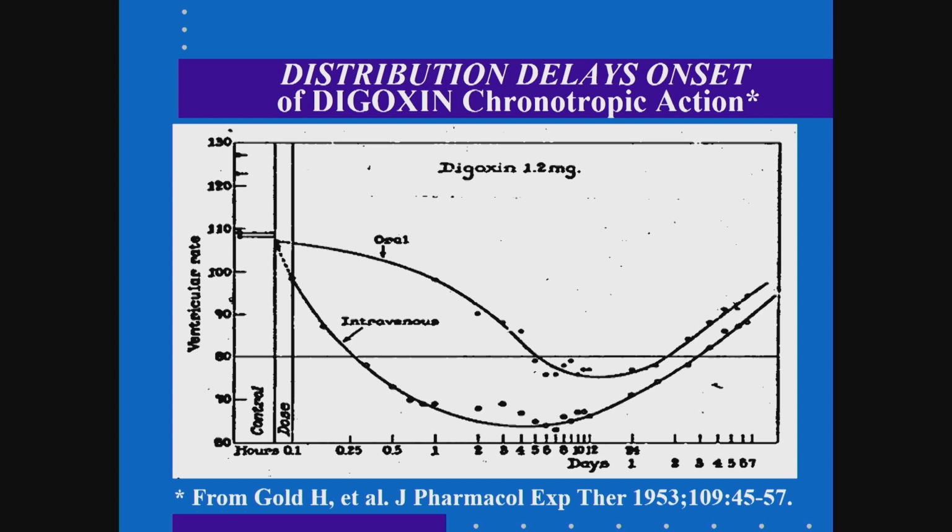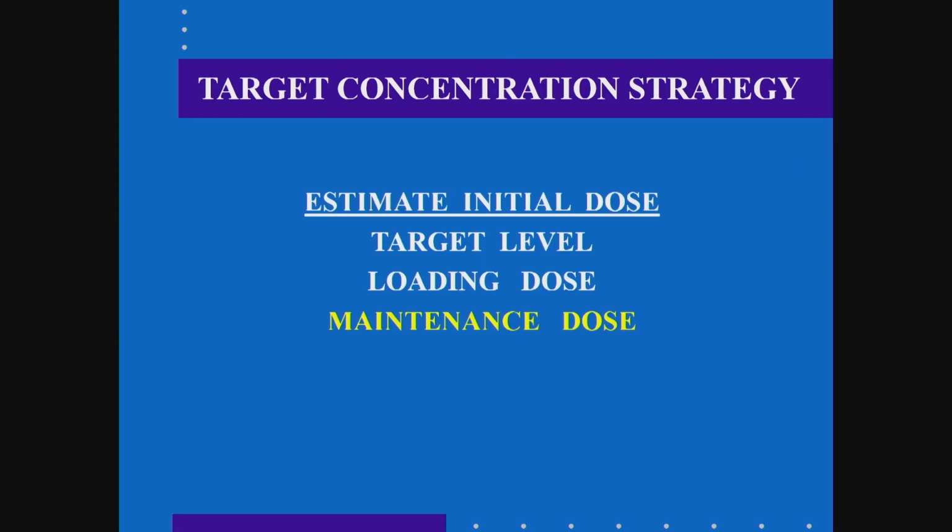So drug distribution may in fact impact the onset of drug action. That is, the rate of drug distribution may impact the onset of drug action. So now, if we want to continue treatment, we have to select the maintenance dose. So what are the principles that apply here?